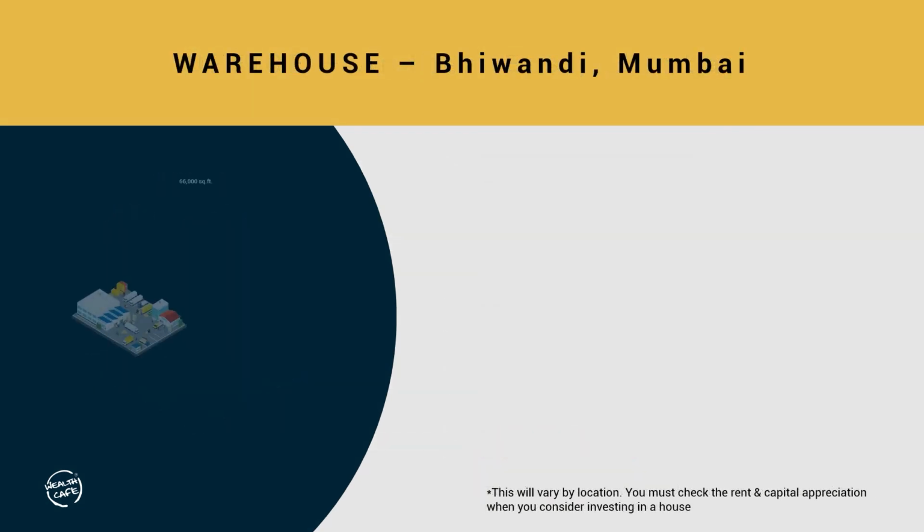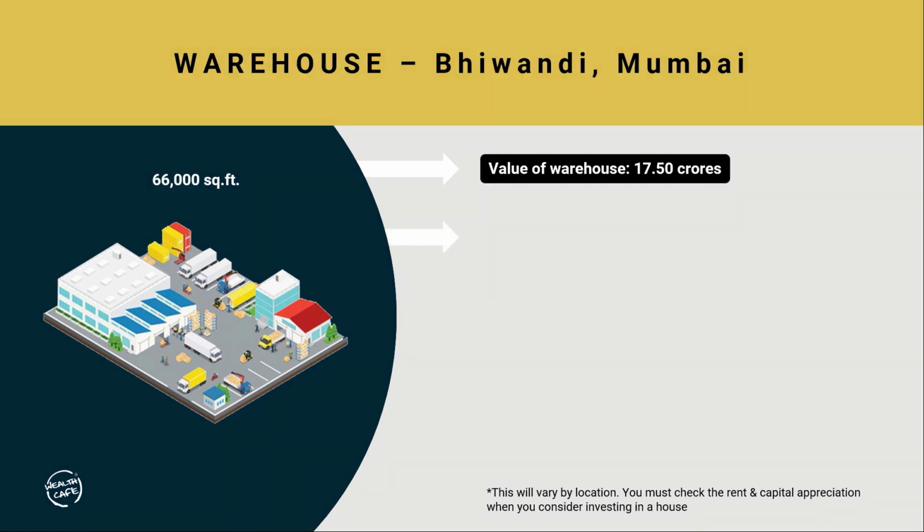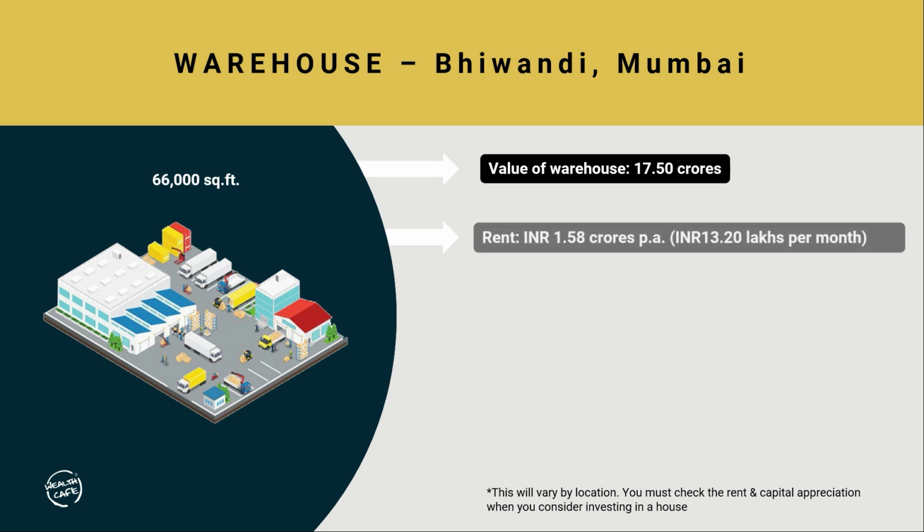The second alternative when investing in a commercial property is a warehouse. Now, typically warehouses are not small ticket investments. A warehouse can cost you anywhere between 6 to 10 crores starting, and it can go up to tens of crores depending on the size of the warehouse. If I take a typical example of a warehouse on the outskirts of Mumbai in Bhiwandi, a 66,000 square feet warehouse will cost about 17.5 crores to buy, and the rent you can expect from such a warehouse after all expenses is about 1.58 CR per annum.